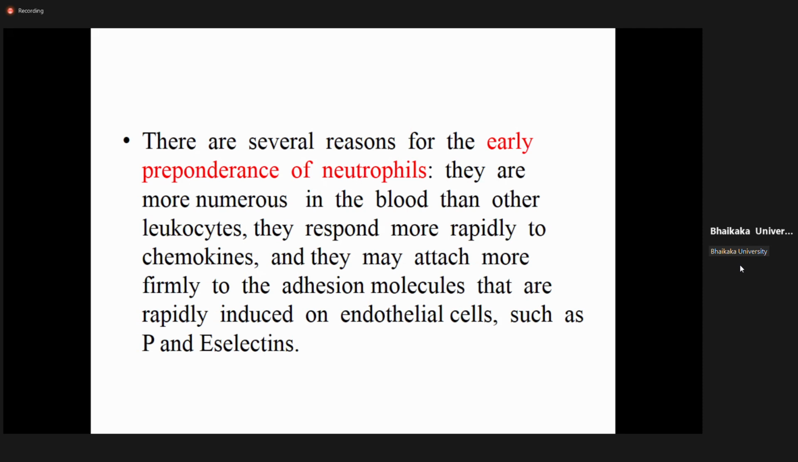Third thing is they get attached firmly to the adhesion molecules, which are rapidly induced on endothelial cells, such as P and E selectins. So these are the 3 reasons because of which neutrophils predominate in the initial phase of the inflammation.